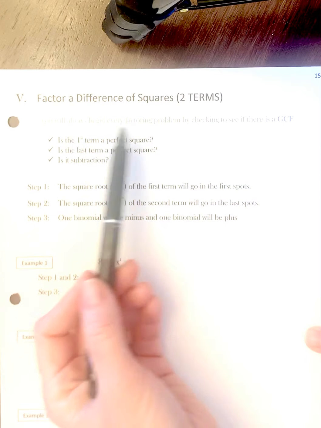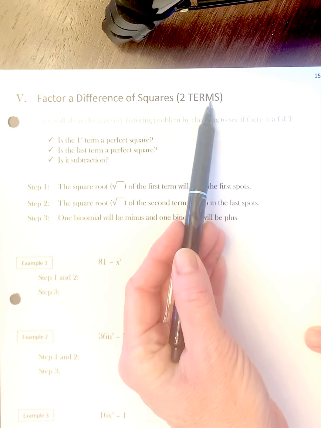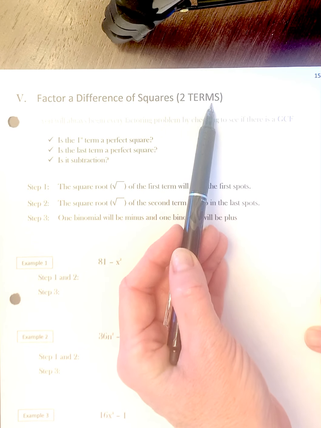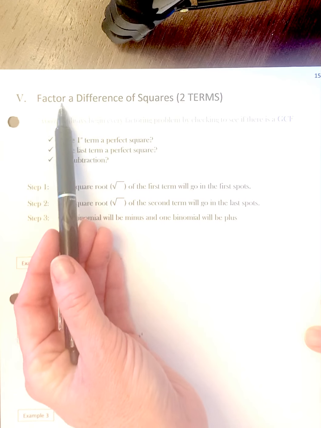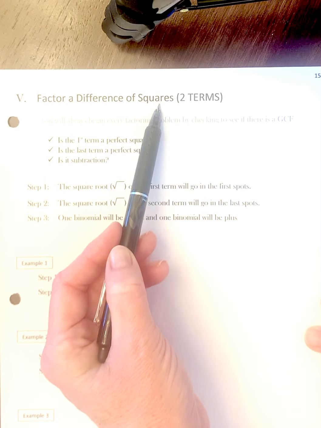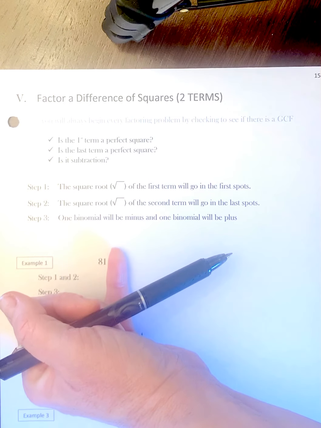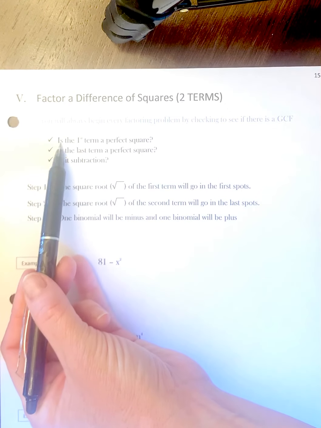Okay, we're going to be factoring a binomial. When you have a problem and it's just two terms, there's something you need to check for. You need to check and see if it's a difference of squares. So what is a difference of squares? Well, you ask yourself three things.